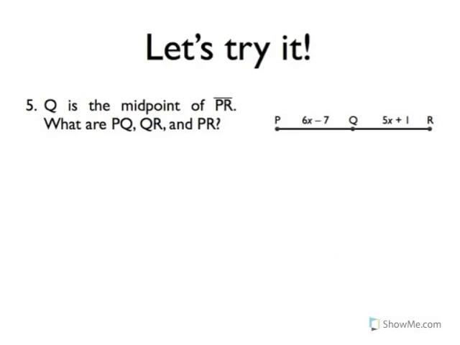So let's try this really quick. We know that Q is the midpoint of segment PR. That tells us that segment PQ is congruent to segment QR. That allows us to say that PQ is equal to QR. If segments are congruent, then their lengths are equal. Now we can start writing an equation.